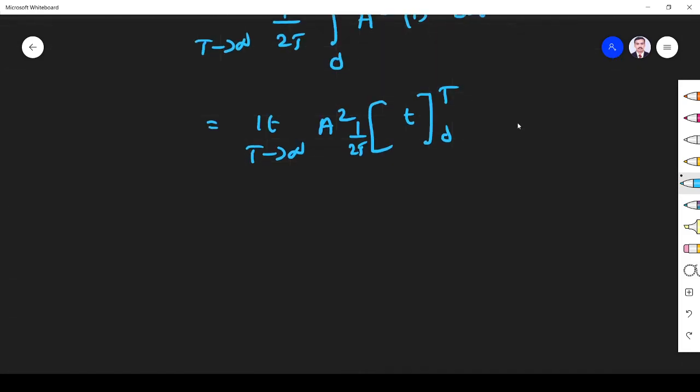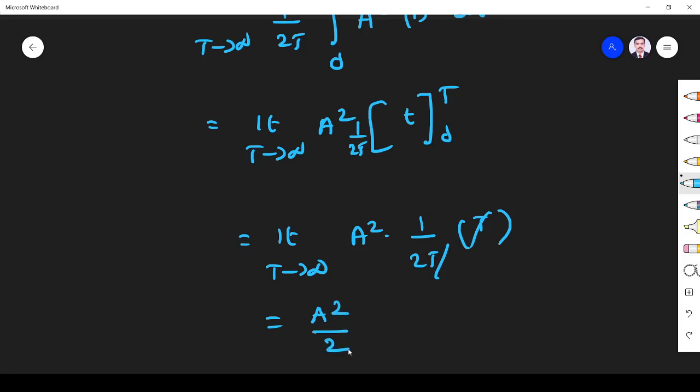Fine, so what will happen? This is equal to limit t tends to infinity, a squared times 1 by 2t. If you substitute the limit, t will be cancelled. You cannot substitute t in the equation because we have only a squared by 2. So the power is a squared by 2 watts.